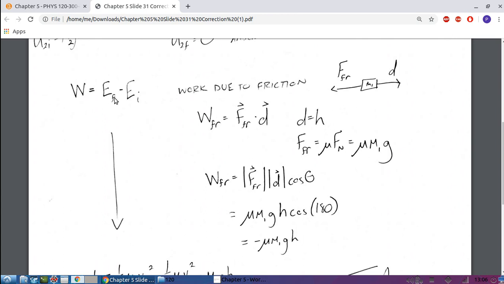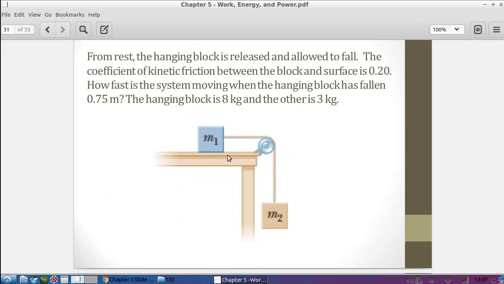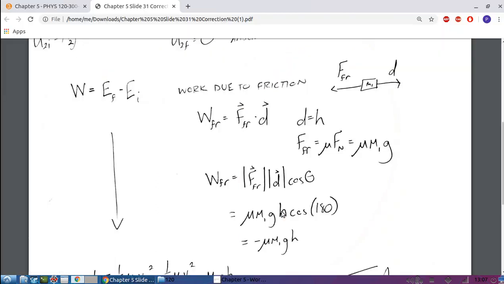Right? This work is going to be negative, so delta E is going to be negative, which means the energy is decreasing. I have to use a dot product definition of work, which is the force vector dot product with the displacement vector. The distance that M1 slides across the surface is the same height that M2 falls. So D is equal to H, just like in the slide 32 example. D is equal to H. Friction is equal to mu times the normal.